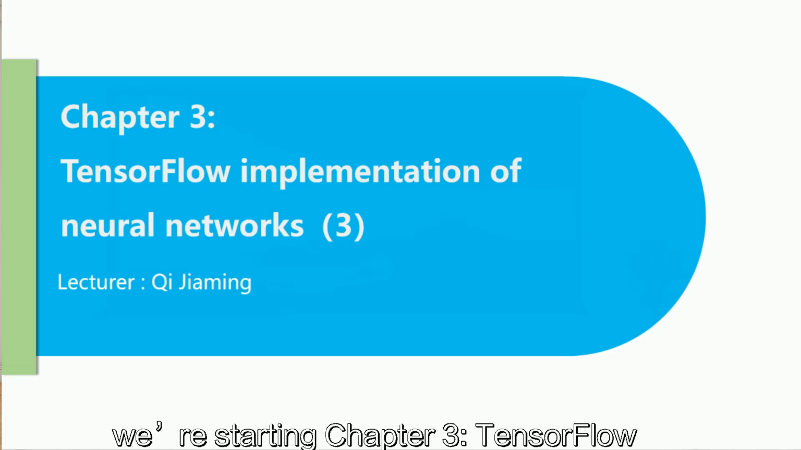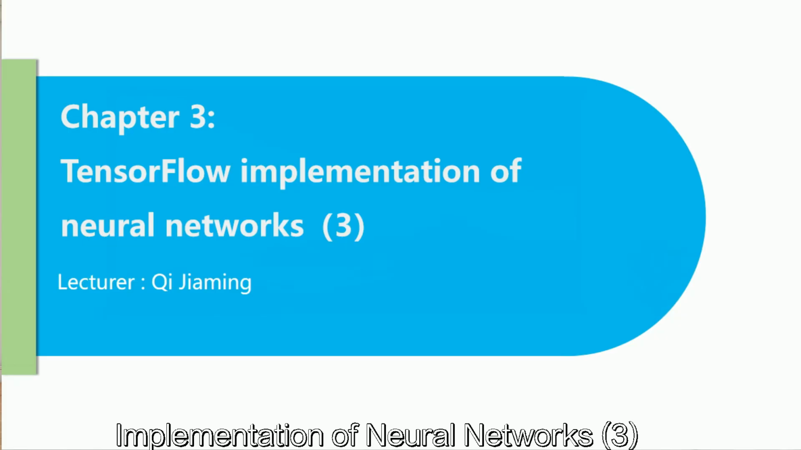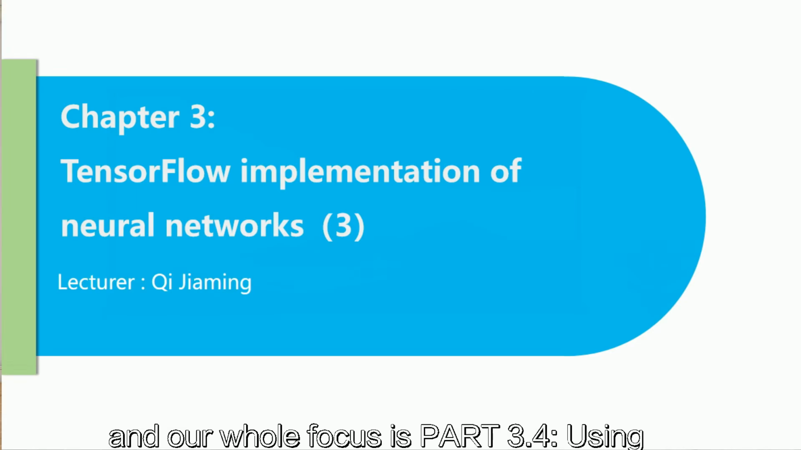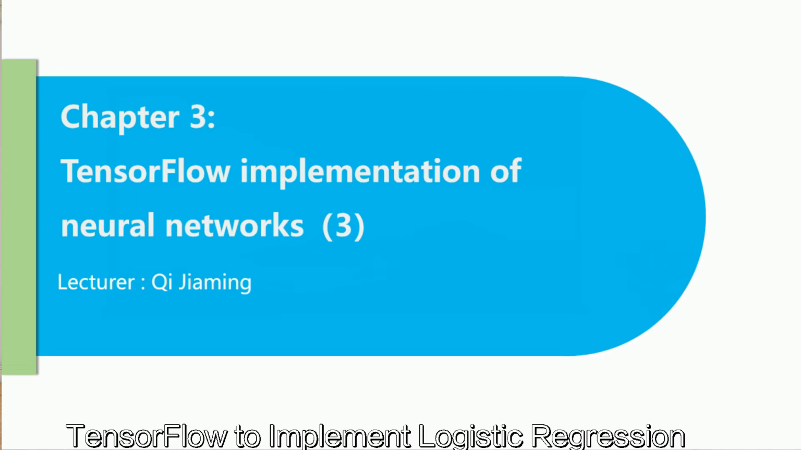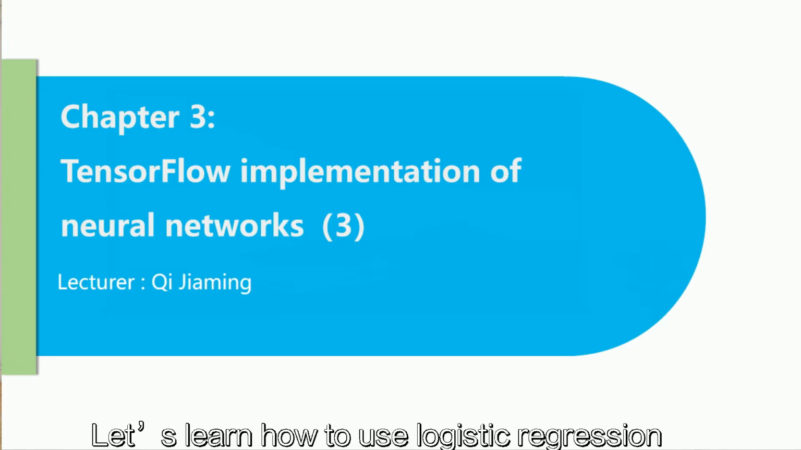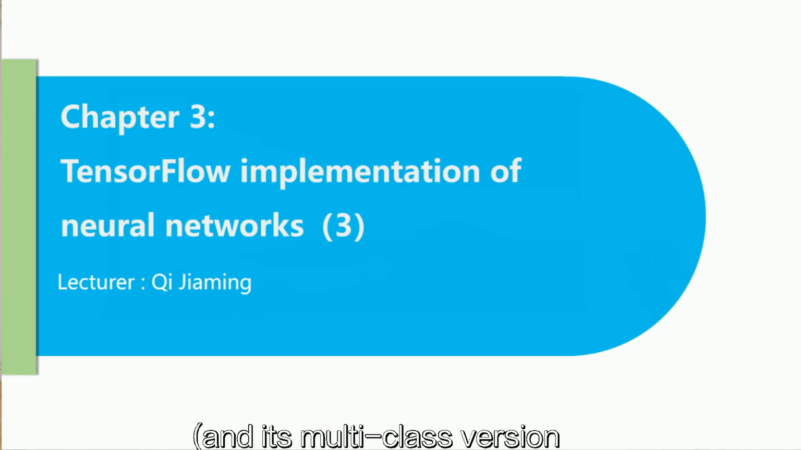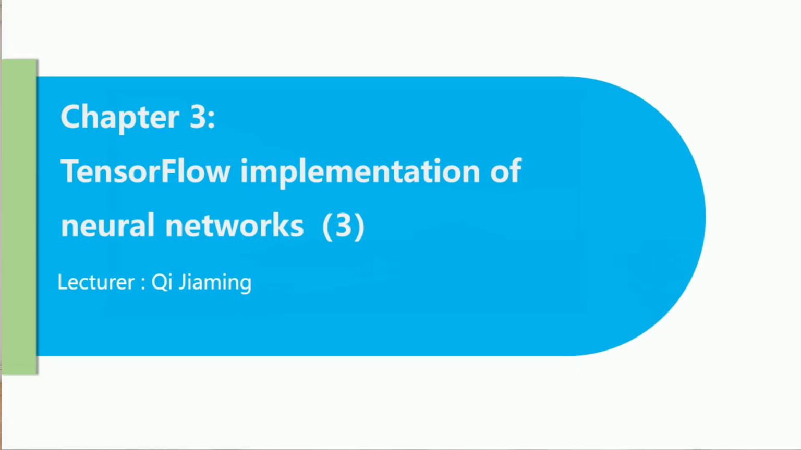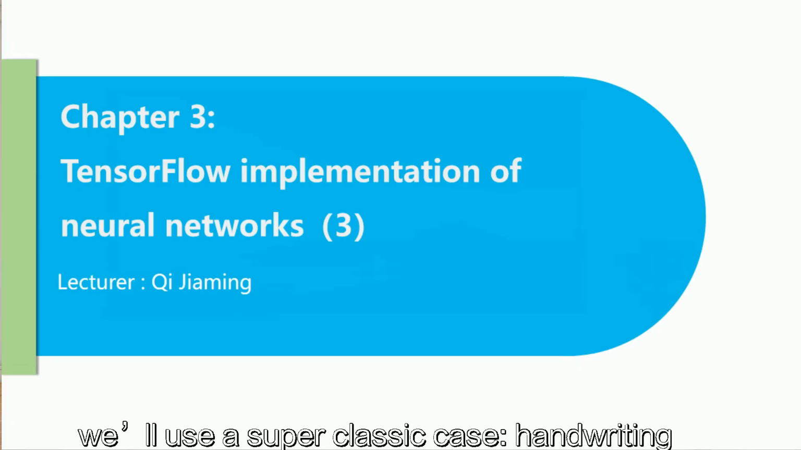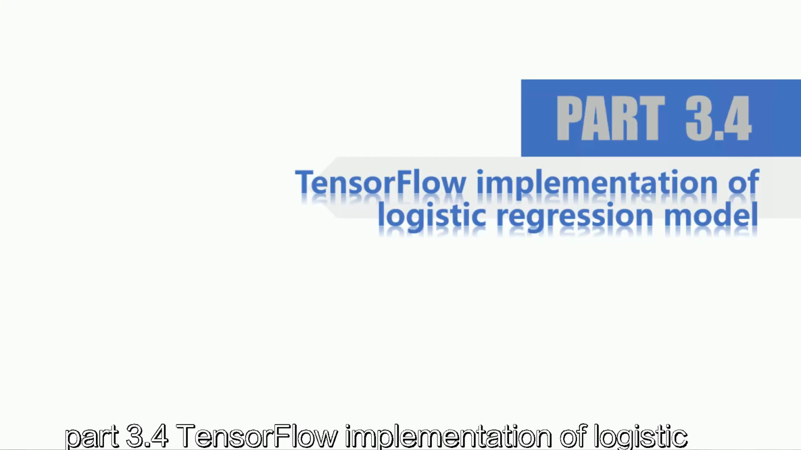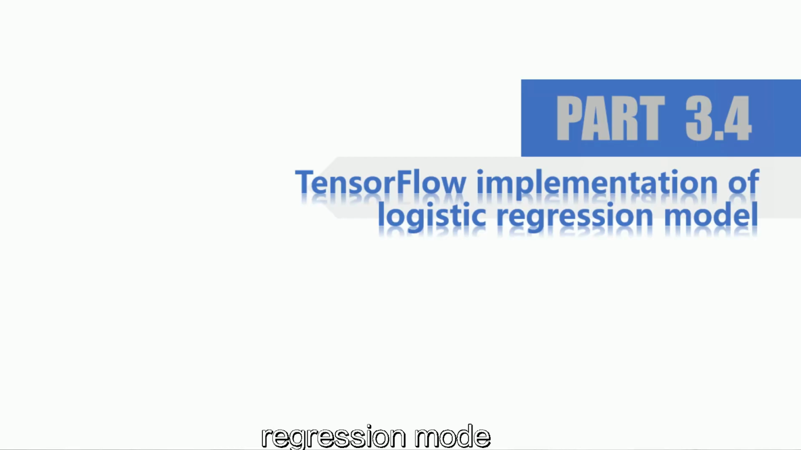Today, we're restarting Chapter 3, TensorFlow Implementation of Neural Networks 3, and our whole focus is Part 3.4, using TensorFlow to implement logistic regression models. Let us learn how to use logistic regression and its multi-class version, softmax regression, for classification tasks. We'll use a super classic case, handwritten digit recognition. Part 3.4, TensorFlow Implementation of Logistic Regression Model.